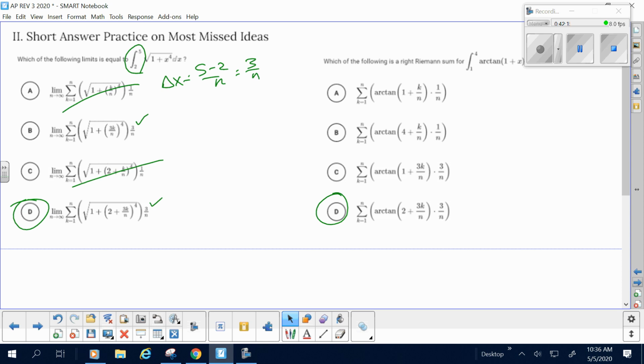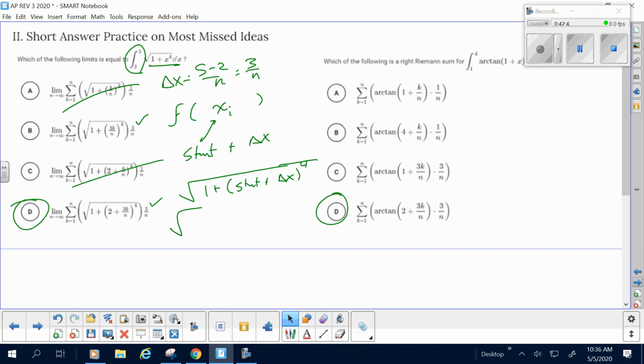All right, now remember the height at which you draw depends on where you started from plus how many delta x's you've gone over. Now the function then is 1 plus where you started from plus how many delta x's you've gone over, because the function is 1 plus whatever x you put in, yeah? So I'm looking for something with 1 plus 2 plus blank to the fourth, and that is this guy, not that guy.